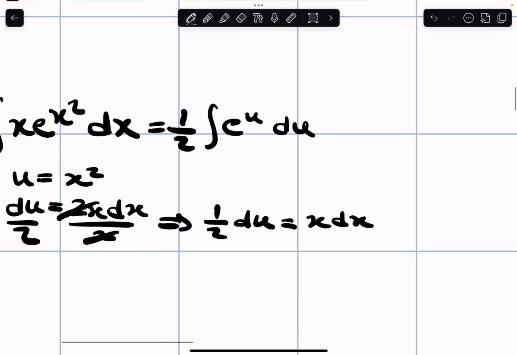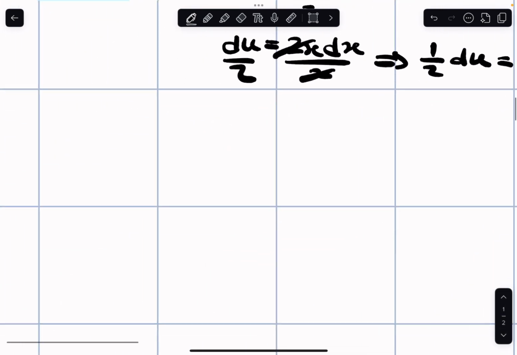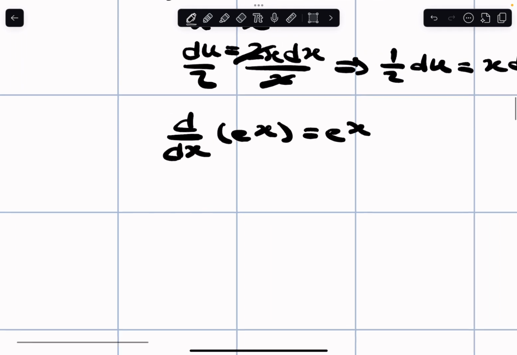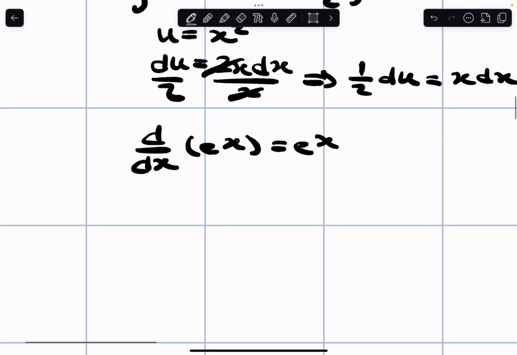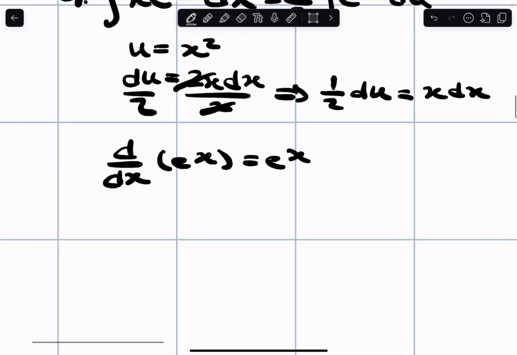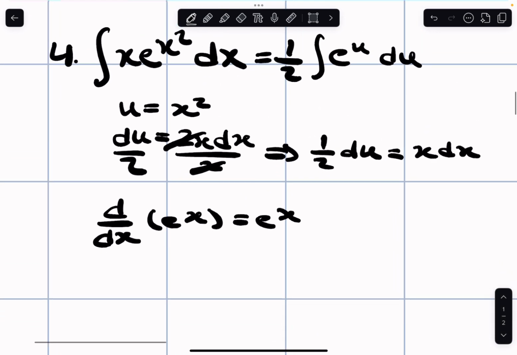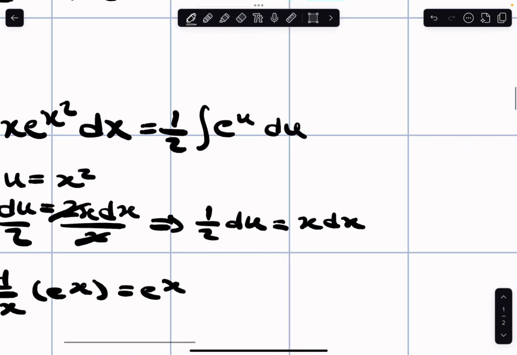Okay, so we don't yet know how to evaluate this. But if we go back to our derivatives, the derivative of e to the x is always e to the x, right? So if we repeat this over and over again, it's still going to be e to the x, right? So since the derivative and antiderivative are inverses, it's going to stay the same. So it's going to be equal to 1/2 e to the u plus c.